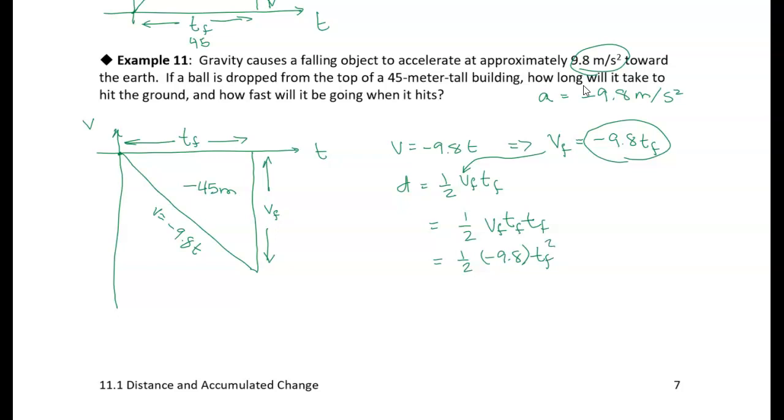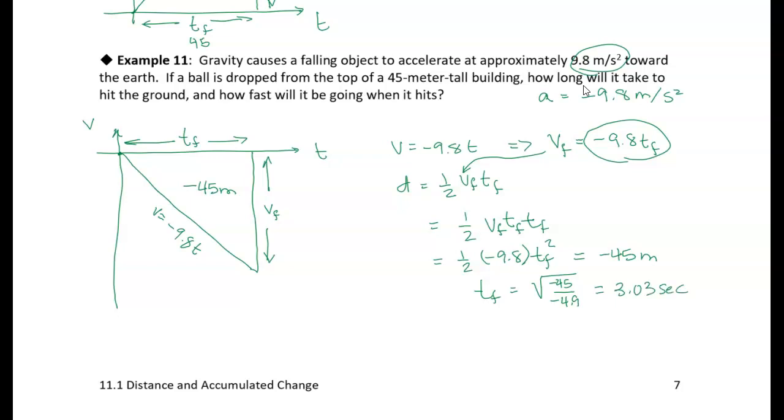And I know that distance, we're told that we're dropping it from a 45-meter tall building, so I know that when it hits the ground, it has traveled 45 meters in the downward direction. So that has to be equal to negative 45 meters. All right, so now I can solve for t final. So t final is just equal to the square root of negative 45 over 1/2 of 9.8, which is negative 4.9. Okay, if I take the square root of that now, negative divided by negative is positive. Take the square root, I get 3.03 seconds.